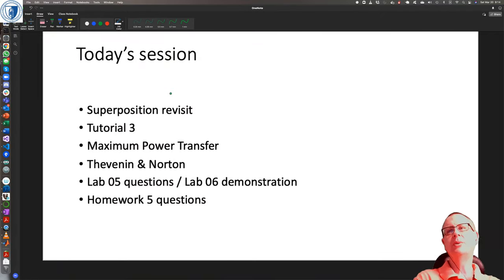So today I want to, maybe not in this order, talk about superposition again. I'll just reiterate and go over the examples, or the slides, again. I want to apply superposition in the tutorial 3 questions. And the two new topics I want to talk about today are maximum power transfer and Thevenin, and I want to start on Thevenin and Norton. We may not be able to finish Thevenin and Norton today, but we'll see how we go.